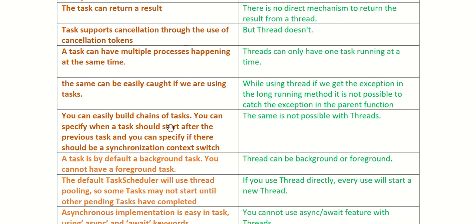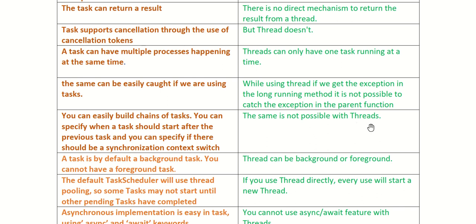You can easily build chains of tasks. You can specify when a task should start after the previous task, and you can specify if there should be a synchronization context switch. Yes, you can create n number of tasks and chain them so that after T1, T2 should execute. If T2 executes successfully, then go to T3. If any of the tasks results in a fault, then what should happen? All these things you can achieve with tasks, but the same thing is not possible with threads, guys. You can't chain the threads. They run on their own.